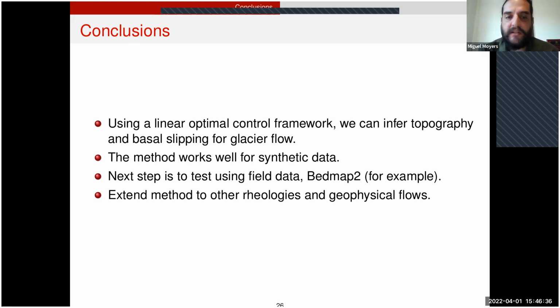And we want to extend this method to other rheologies and geophysical flows. So the point is not just to do this kind of technique for glacier flows. What happens if you have other kinds of rheologies, lava, for example? Can we get rheological properties from the surface and surface velocity of a lava flow using this kind of idea? We linearize the problem and then we recover from it.